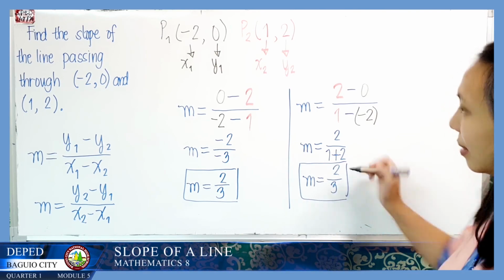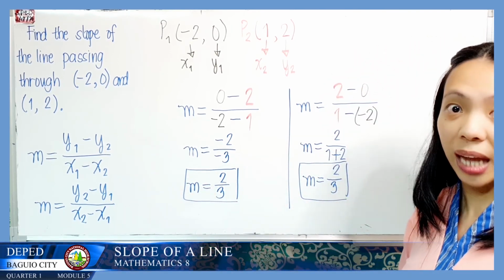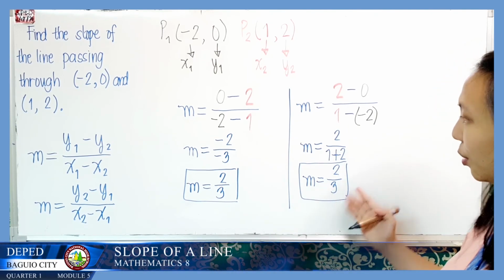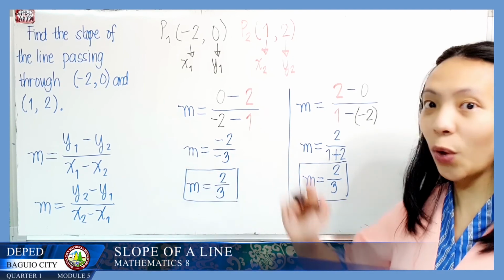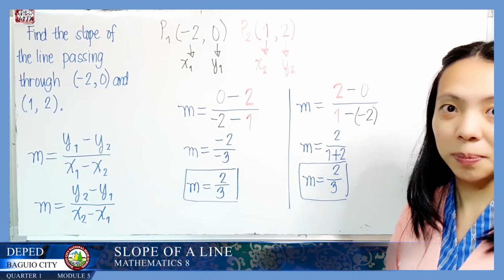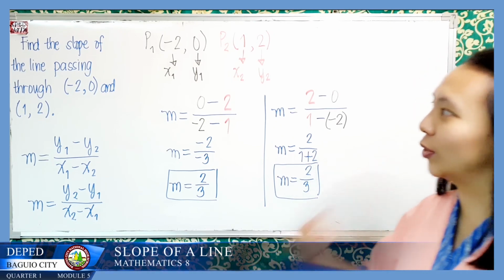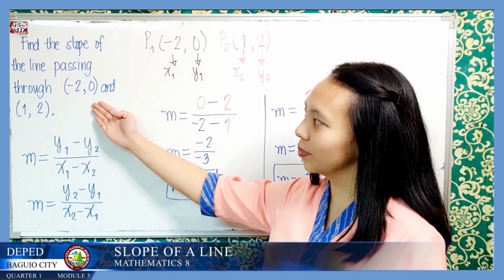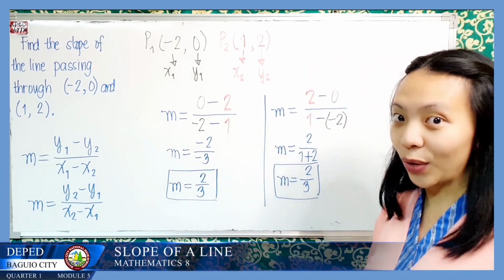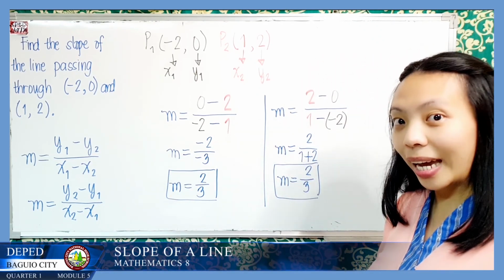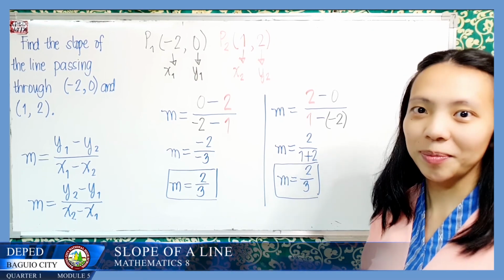Using these two formulas, we arrived at the same value of the slope, which is 2 over 3. Meaning to say, both formulas are applicable. The slope of the line that passes through the points (-2, 0) and (1, 2) is positive. Therefore, the line, when graphed, rises to the right.